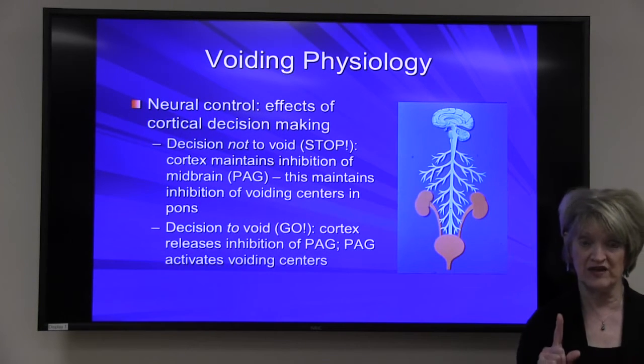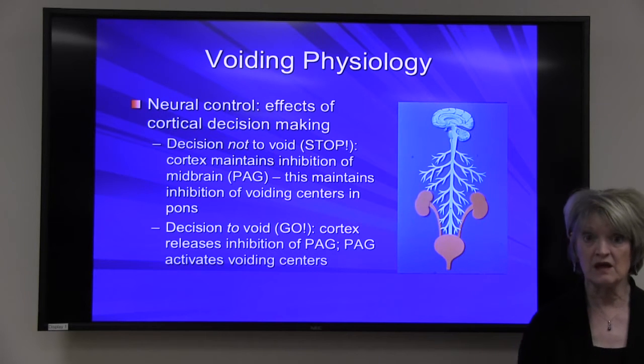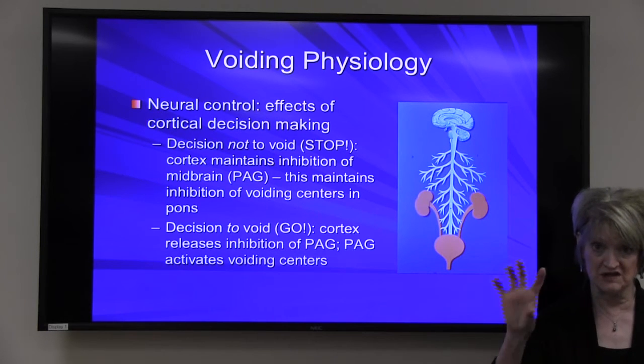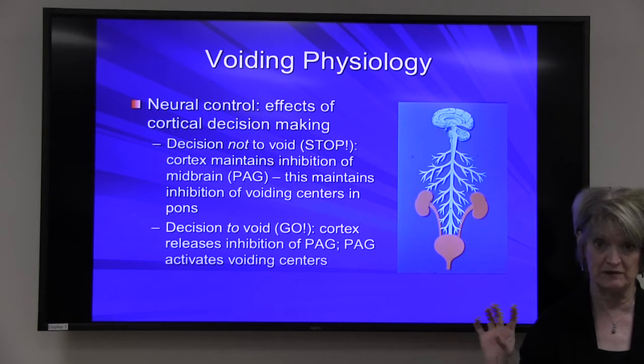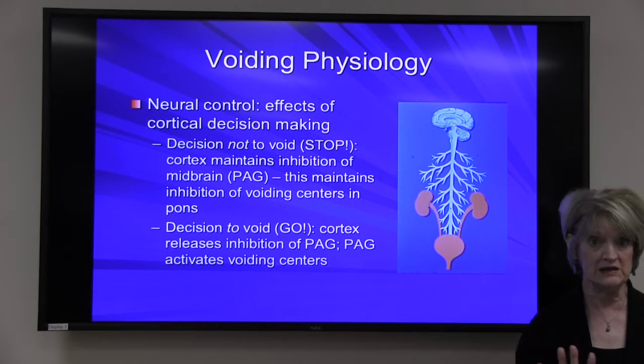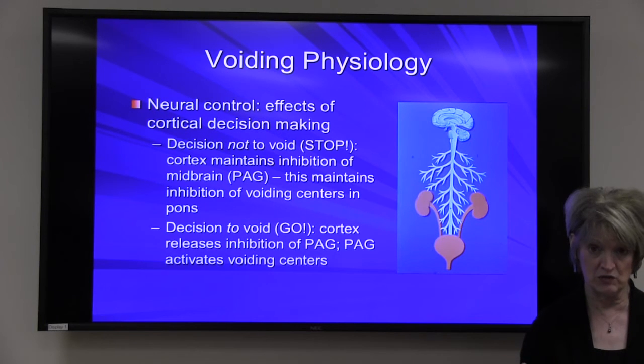So I want you to think at this point: cortex equals CEO equals decision making equals social continence. That's the big picture here. Any damage to the cerebral cortex can compromise social continence.